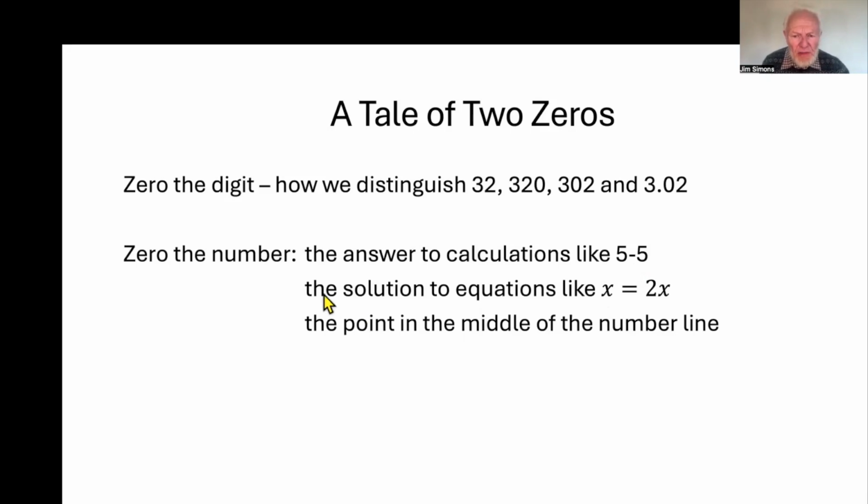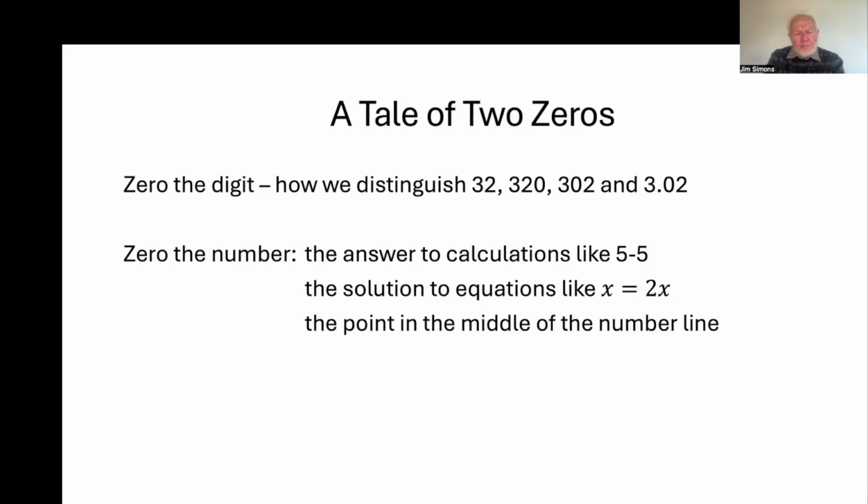These are obviously closely related, if only because we use zero the digit to write zero the number, and also because when we say 302, when we interpret that, we mean three lots of 100, zero lots of 10, and two lots of 1. So that zero lots of 10 is using zero as a number. So the zero as a digit represents zero as a number. They're closely related concepts, but it wasn't always like that. In fact, mathematics proceeded for thousands of years without either of these zeros uniformly.